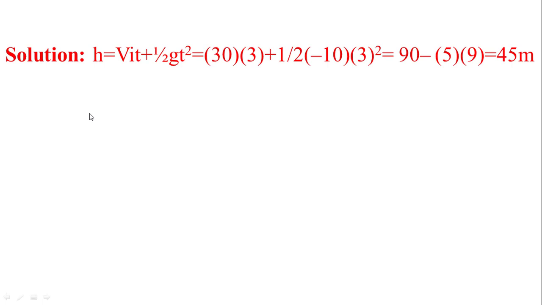Putting values in the solution, H is equal to Vit plus 1 upon 2 Gt squared. Then Vi is 30, t is 3, plus 1 upon 2, G value is minus 10 and time 3 seconds squared. Now multiplying, 30 multiplied by 3 is 90, plus 10 divided by 2 is 5, and 3 squared is 9, with minus. So the final answer is 90 minus 5 multiplied by 9. 5 multiplied by 9 is 45. So 90 minus 45 is equal to 45 meters. So the height is 45 meters.